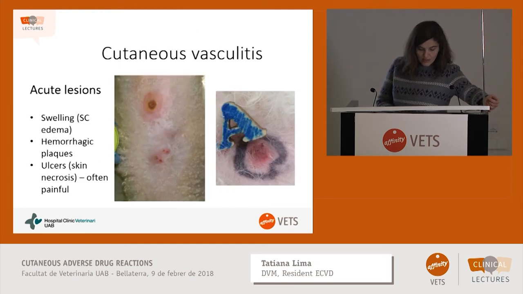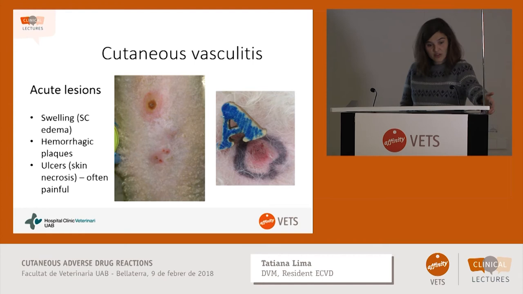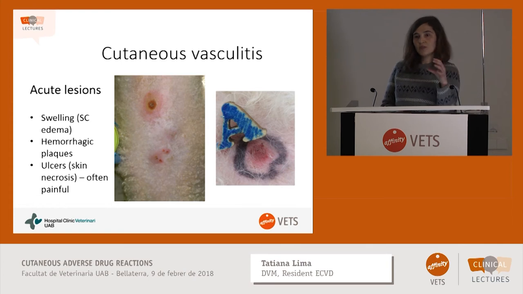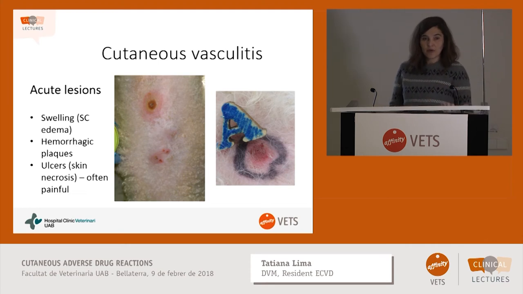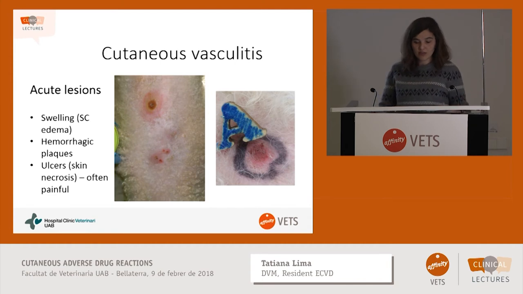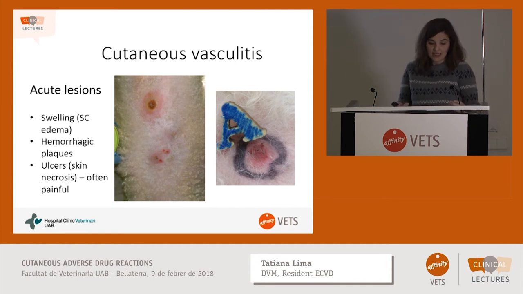The first one I'm going to talk about is cutaneous vasculitis. So what is vasculitis? We have the vessel, and we have the immune complex in the wall. The first sign of inflammation is enhanced permeability, so fluid comes out of the vessel and gives you edema.